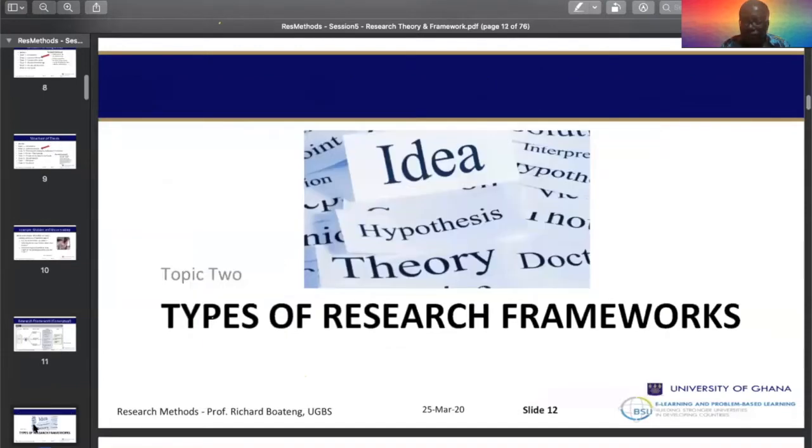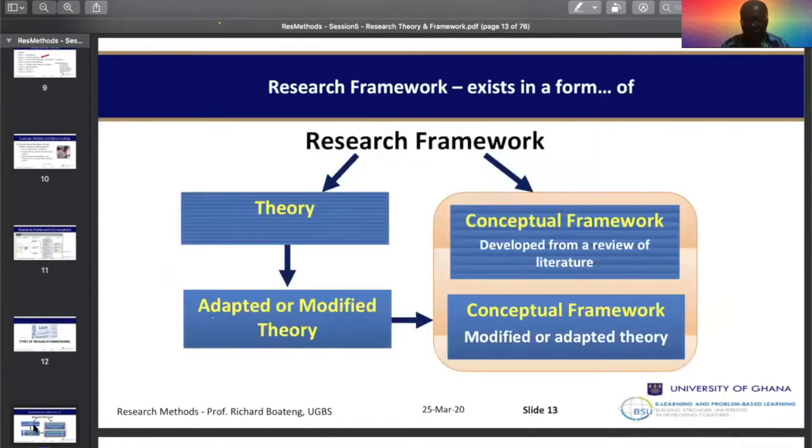Okay. So now let's look at types of research framework. We have established a basic understanding of what a research framework is, and we showed an example of it. But before I explain what we use it for, I want to emphasize the different types so that I can explain what we use them for. So there are different types of research framework, but they are all research frameworks.